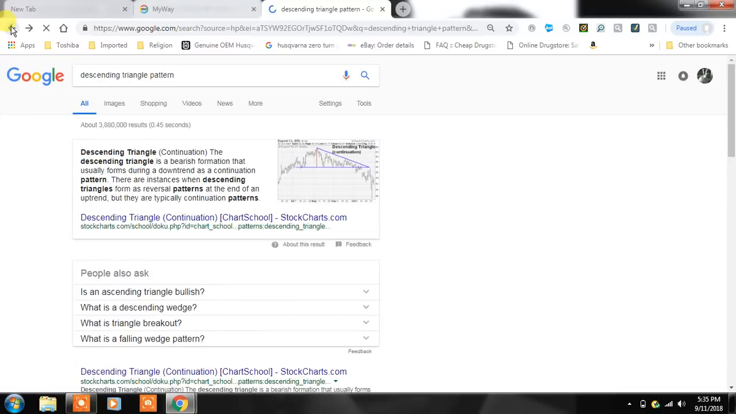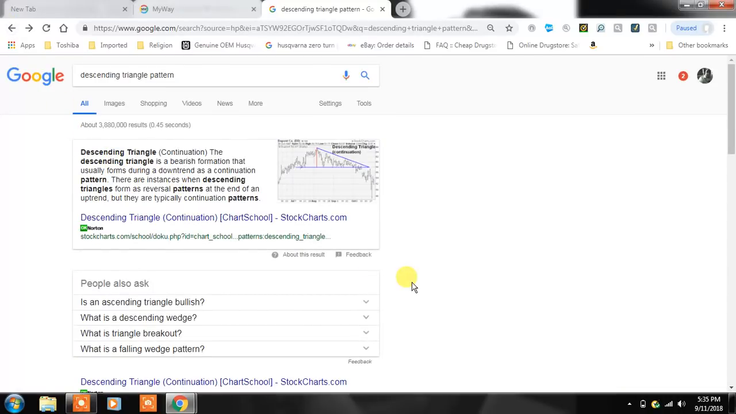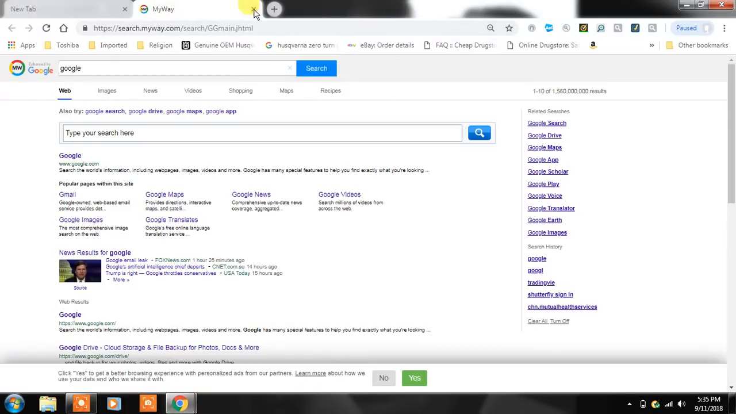If I can go back to this, guys, right here, descending triangle continuation. The descending triangle is a bearish formation that usually forms during a downtrend as a continuation pattern. There are instances when descending triangles form as reversal patterns at the end of an uptrend, but they are typically continuation patterns, okay? So I wanted to bring this to you guys just to be careful.